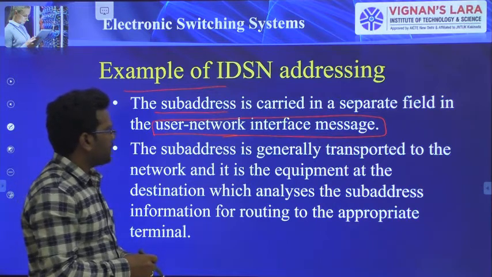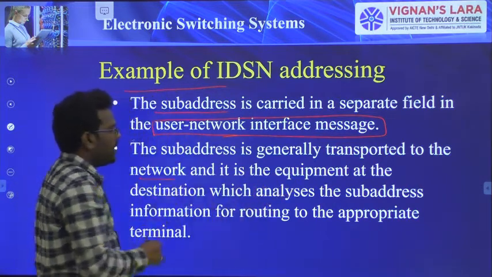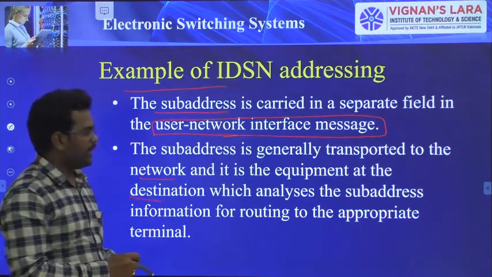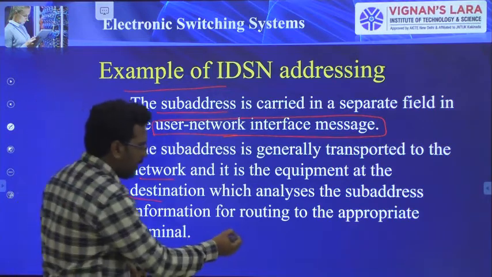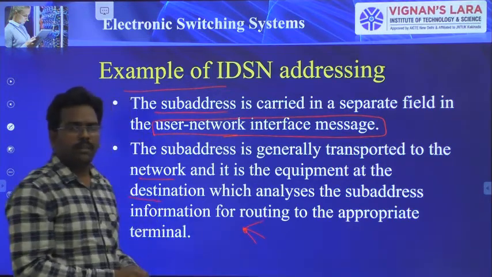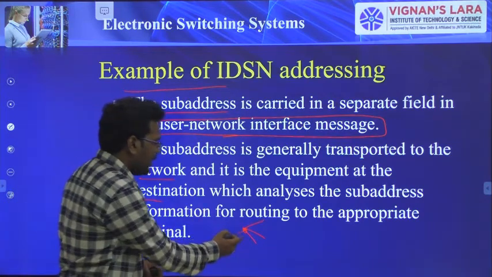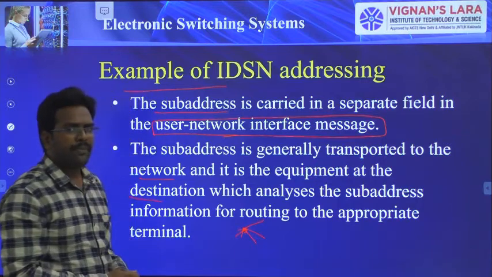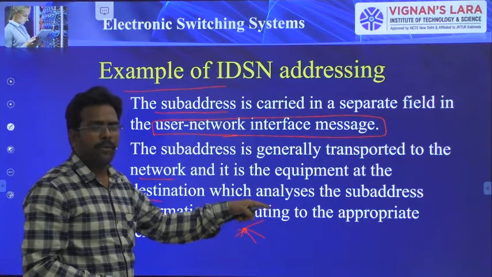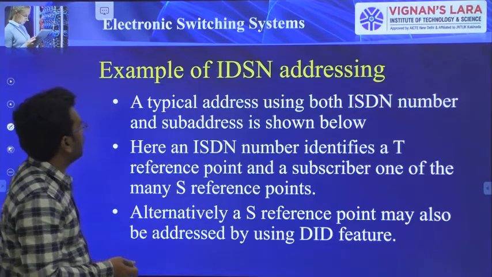Next, the subaddress is generally transported through the network, and it is the equipment at the destination which analyzes the subaddress. Because for a given endpoint, you may connect multiple devices, nothing but multiple end equipments. So after reaching there, it has to identify based on the subaddress, and it has to reach the appropriate end equipments in the form of messages.